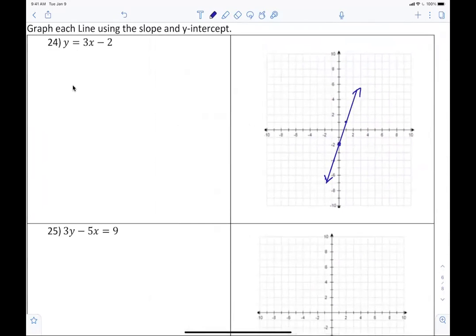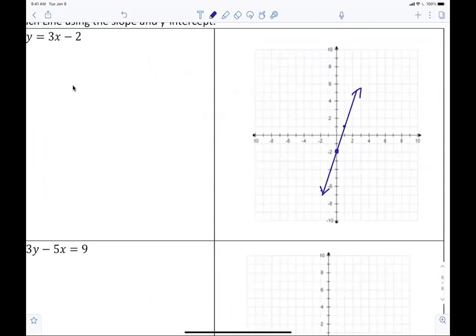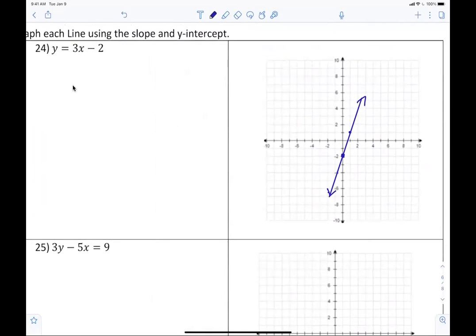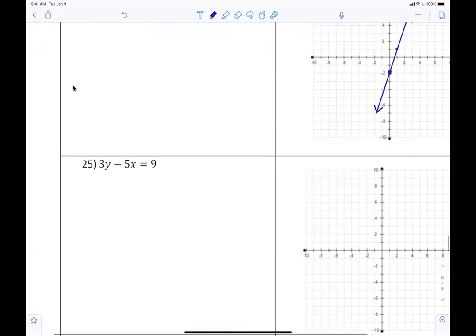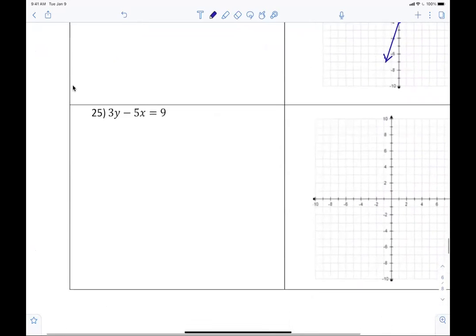Tanner, how did you get that? What's the y-intercept, Tanner? -2. And then what do I do? And then you just go up 3 and to the right one. Yeah, up 3 to the right one. Okay, number 25.